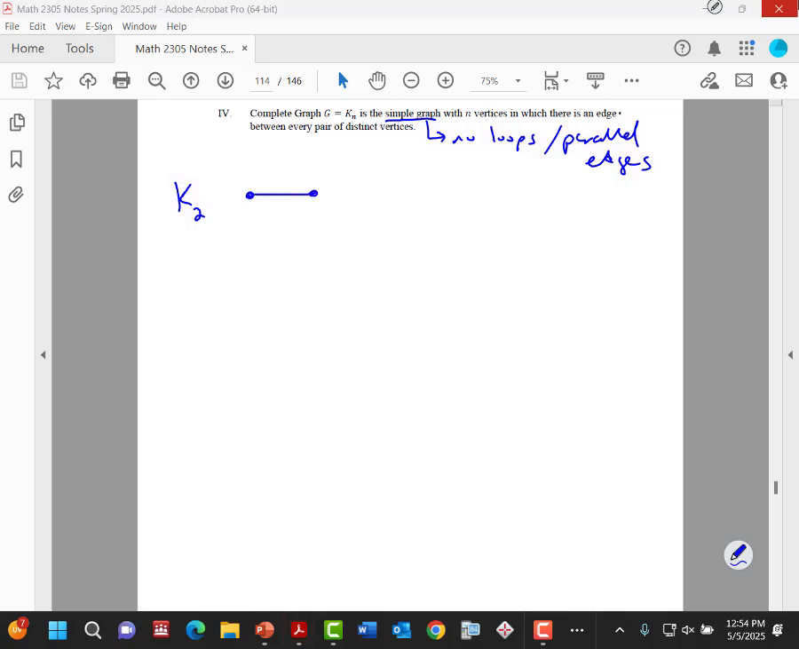would be this graph, V1, V2. Notice this is the same thing as the path graph on 2 vertices. K3, V1, V2, V3. This is the same as C3, the cycle graph on 3 vertices. And now, as we progress, you're going to see why this is called the complete graph.